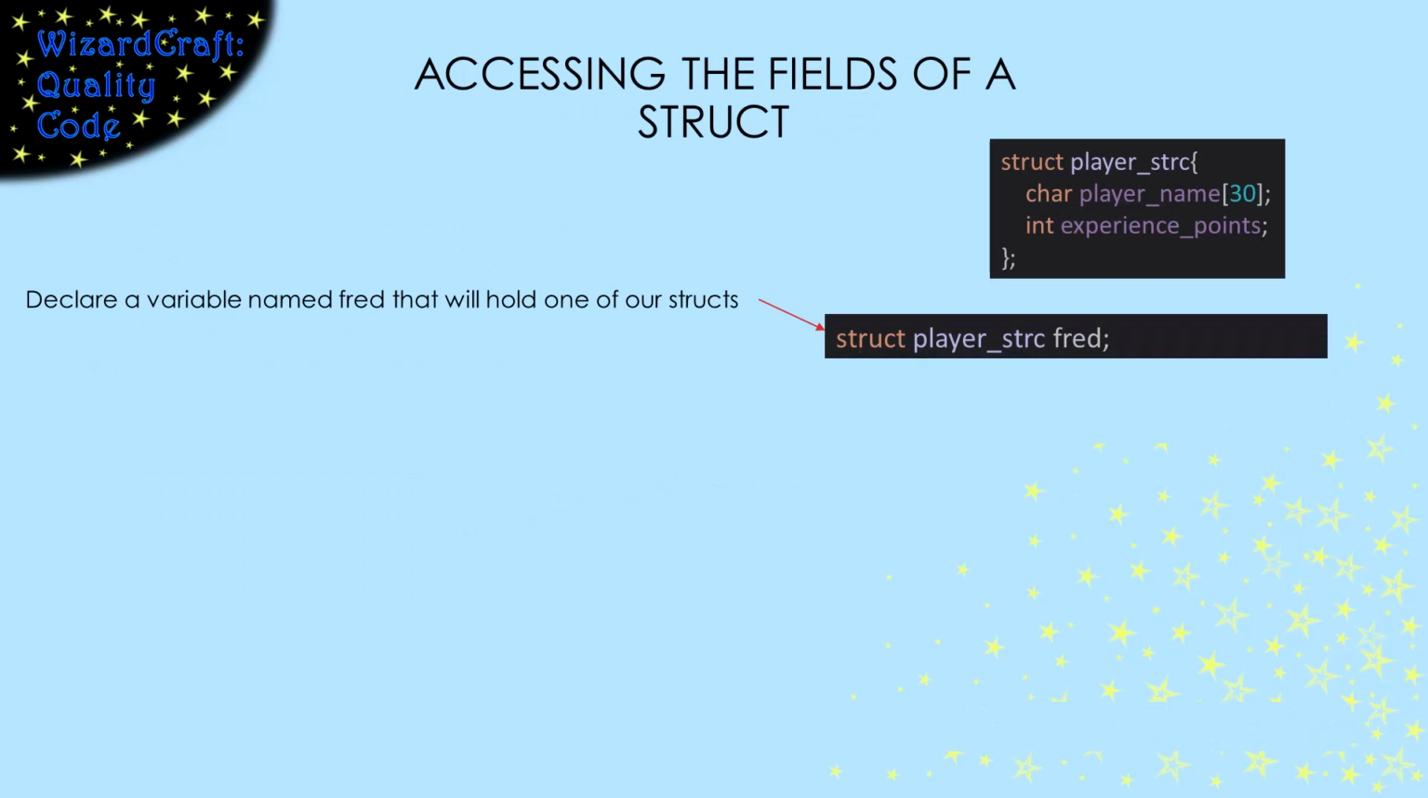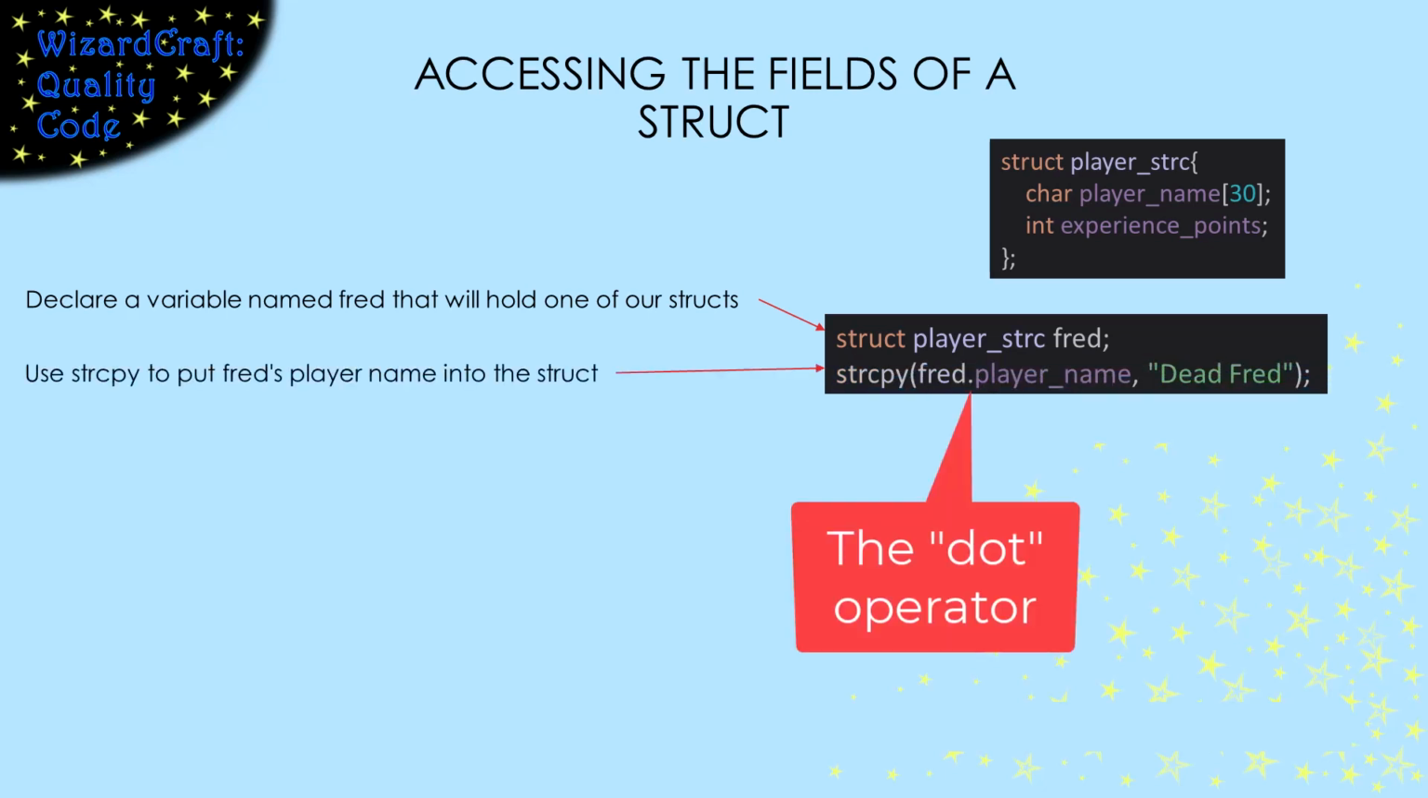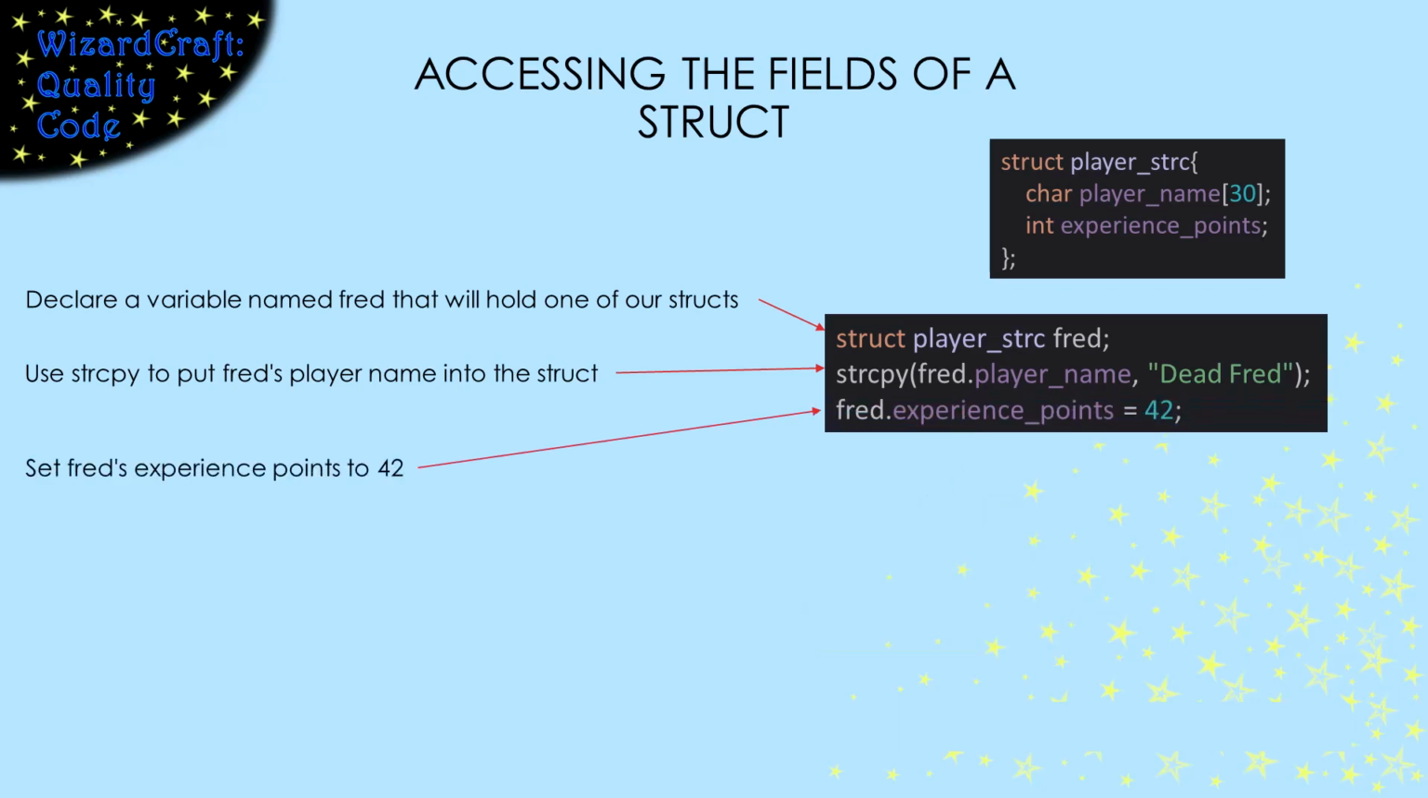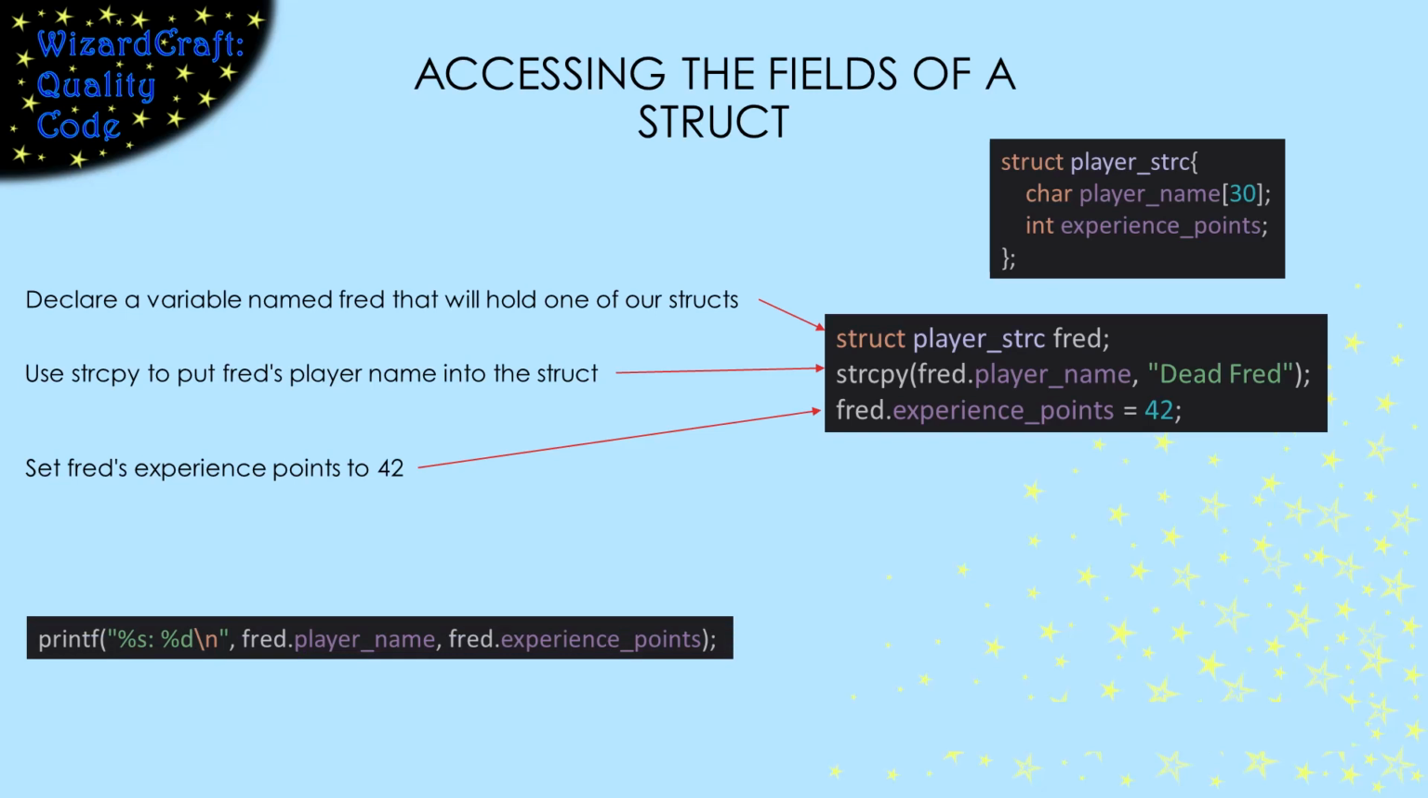First, I declare a variable whose name is Fred, whose type is struct player struct. Once we have that, we use the dot operator to access each of the fields within the struct. So, Fred.playerName gives us the char array, and we can use strcpy to give him a name. And we can use Fred.experiencePoints in an assignment statement to store the fact that he has 42 experience points. With the dot operator, we can use each field like it's a separate variable. See, we can print them out as if they were just a string and an int.